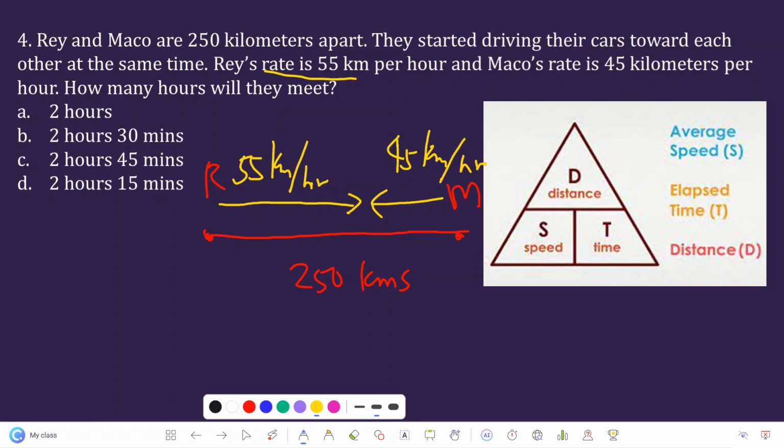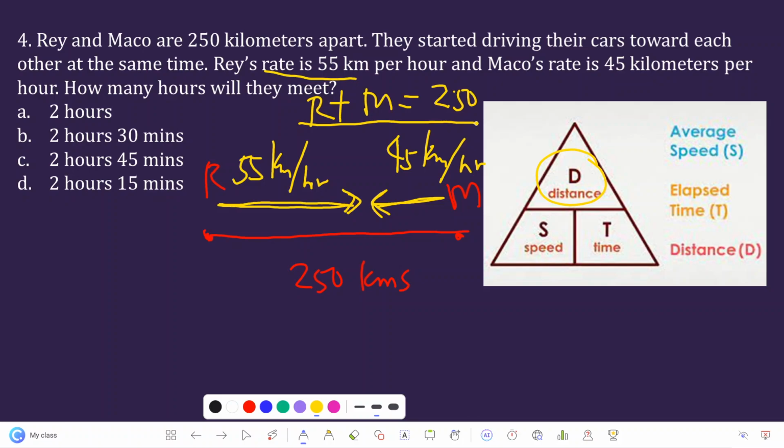Now, you can already visualize kung paano mo siya i-represent sa equation. We are looking here for the distance na na-travel ni Mako plus ng distance na na-travel ni Ray. Kasi kapag pasalubong ang kanilang direksyon and you are given the total distance, i-add mo ang Ray plus Mako is equal to distance, 250. Ganyan.